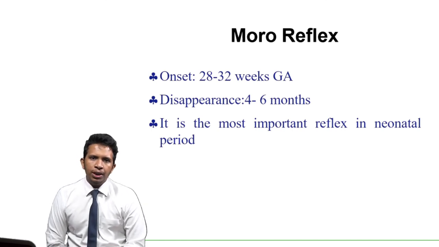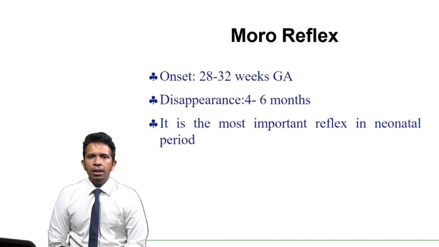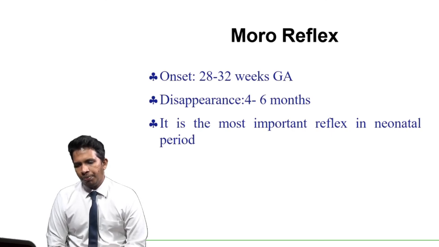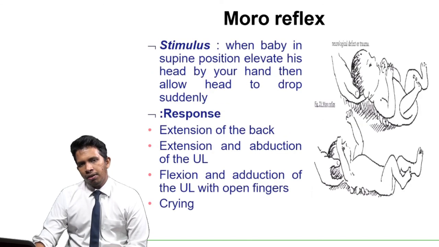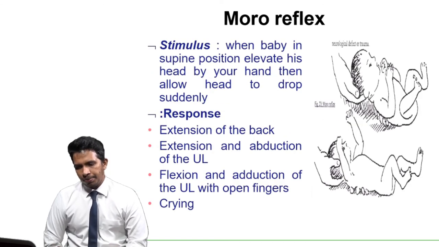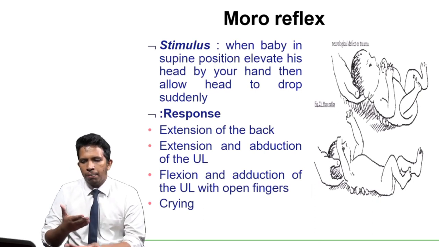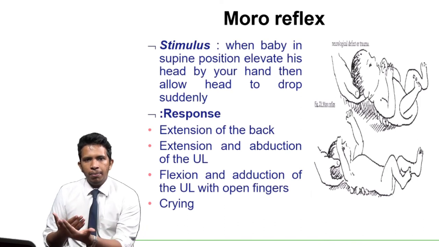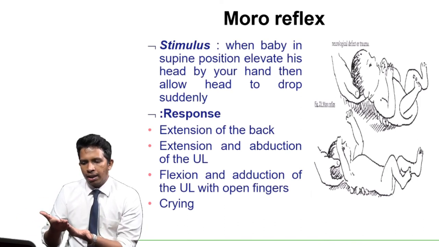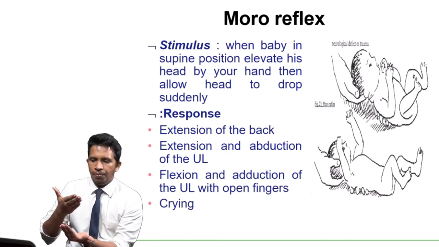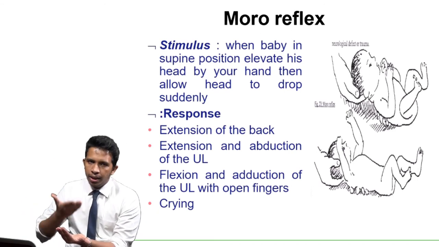The commonest and most important reflex is the Moro reflex. It appears after the child has developed over 28 to 32 weeks of gestation. It disappears within 4 to 6 months of life, and it is the most important reflex in the neonatal period. So how do we do it? We hold the baby in supine position. You have one hand behind the baby controlling him, and with the other hand you slowly elevate the head while holding the child in supine position. And suddenly you let go and the head falls down.